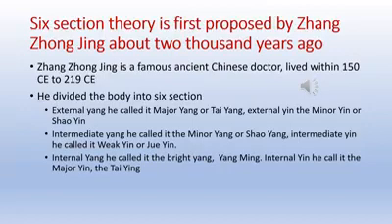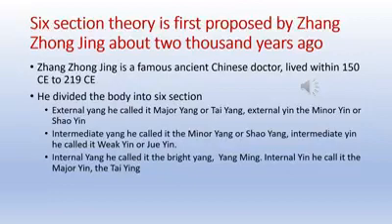So Zhang Zhongjing lived around 150 to 219 CE during the Roman Empire times, and he divided the body into 6 sections. External yang, he called the major yang or Tai Yang. External yin, he called the minor yin or Shao Yin. Intermediate yang, he called the minor yang or Shao Yang. Intermediate yin, he called weak yin or Jue Yin. Internal yang, he called bright yang or Yang Ming. Internal yin, he called the major yin, the Tai Yin.